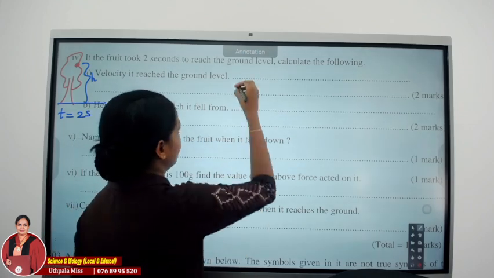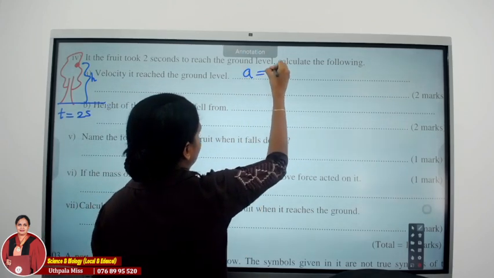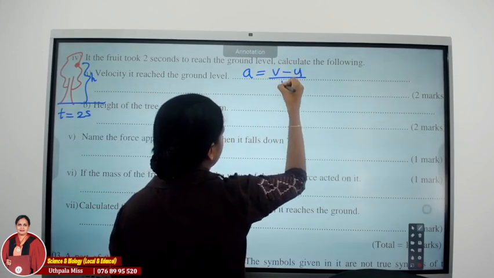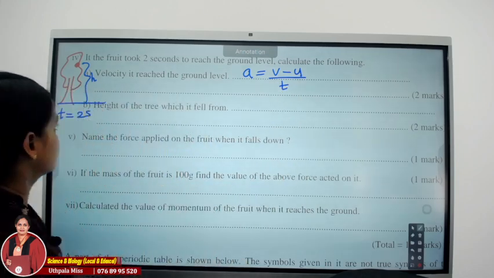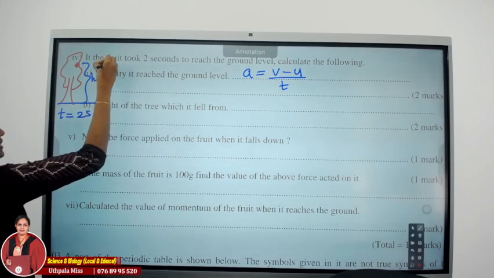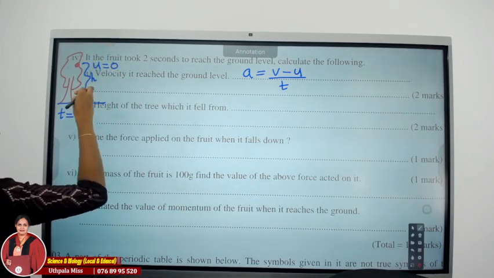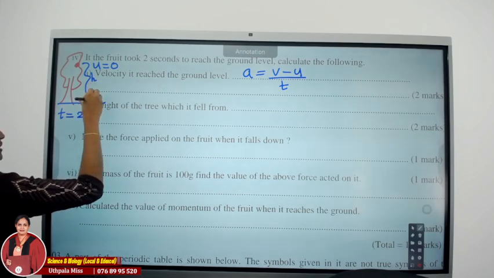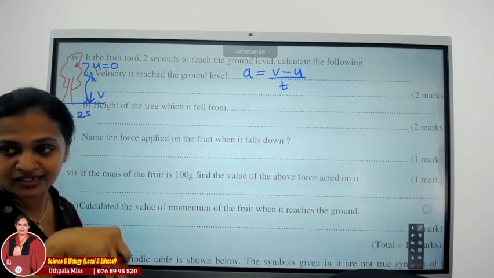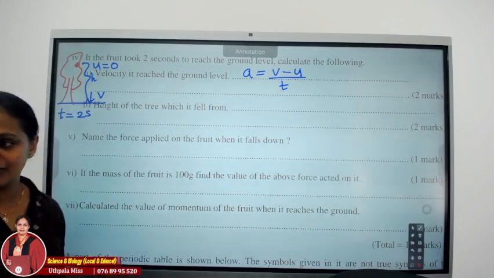So, you know, the acceleration equals final velocity minus initial velocity divided by time, right? So here, its initial velocity is 0 because it starts from rest. So the final velocity is the maximum velocity when it hits the ground. When it hits the ground, it has the maximum velocity.